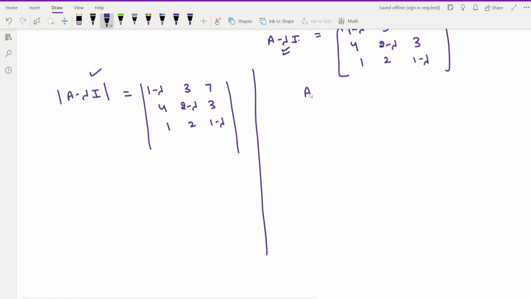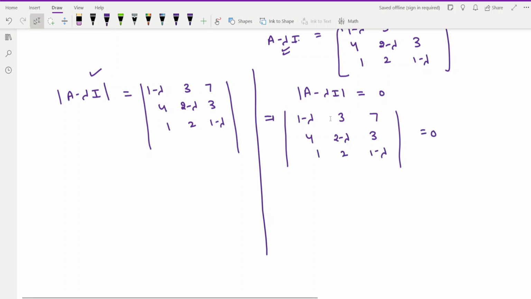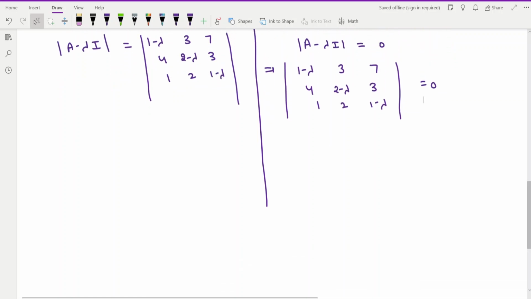We know that the characteristic equation is determinant of A minus lambda I equal to 0. So it will be what? It will be determinant of [1 minus lambda, 3, 7], [4, 2 minus lambda, 3], [1, 2, 1 minus lambda], which is equal to 0. So after that, what is the process? The process is that we have to solve this particular determinant. So I'm going to solve it.